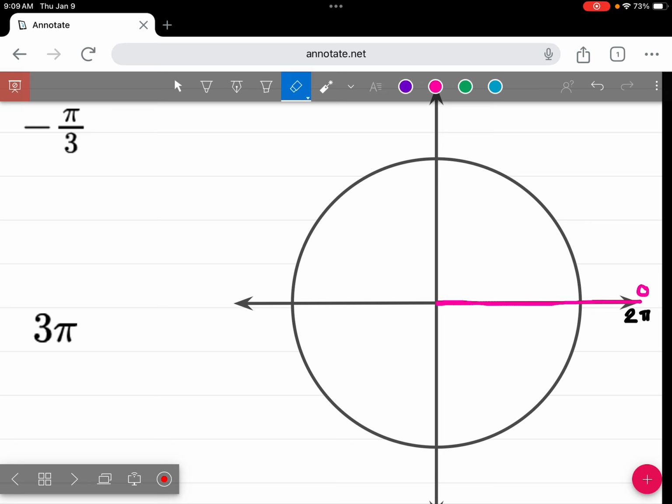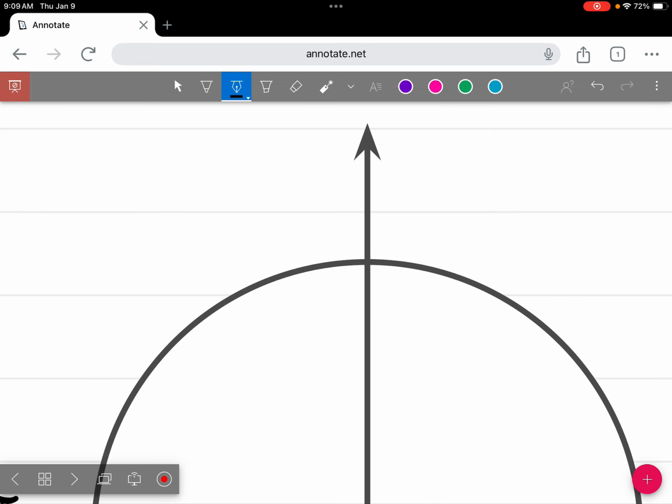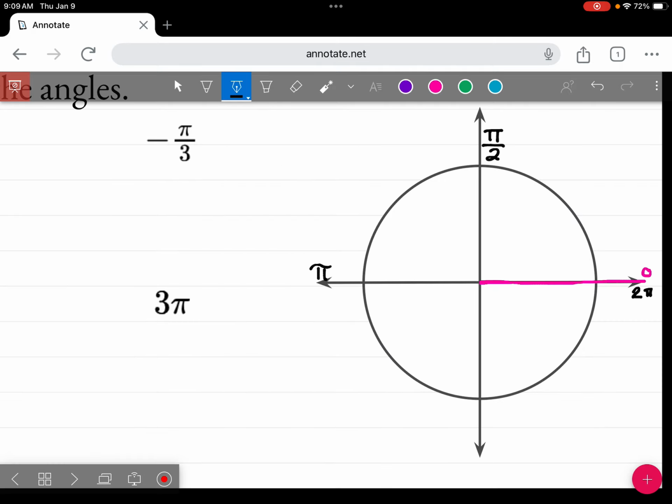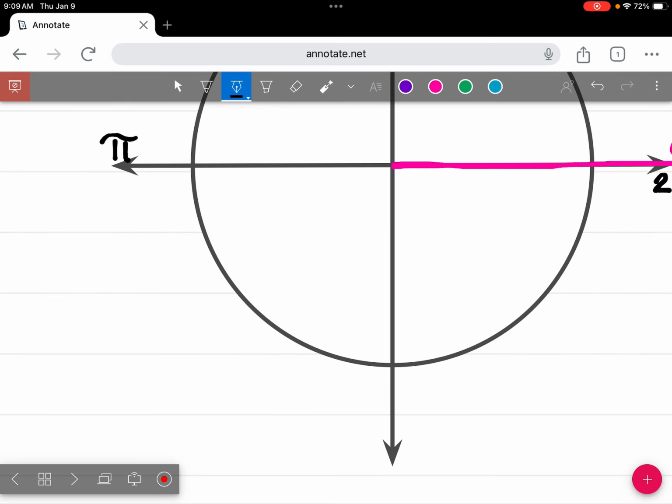I'm going to draw that pi a little bit better because it's nasty. Pi. So if this is 0 and this is pi, what might this part be? Half of pi, which we tend to write as pi over 2. So what's this one down here? 1.5 pi. I'm going to do that as an improper fraction though, so it would be 3 pi over 2.